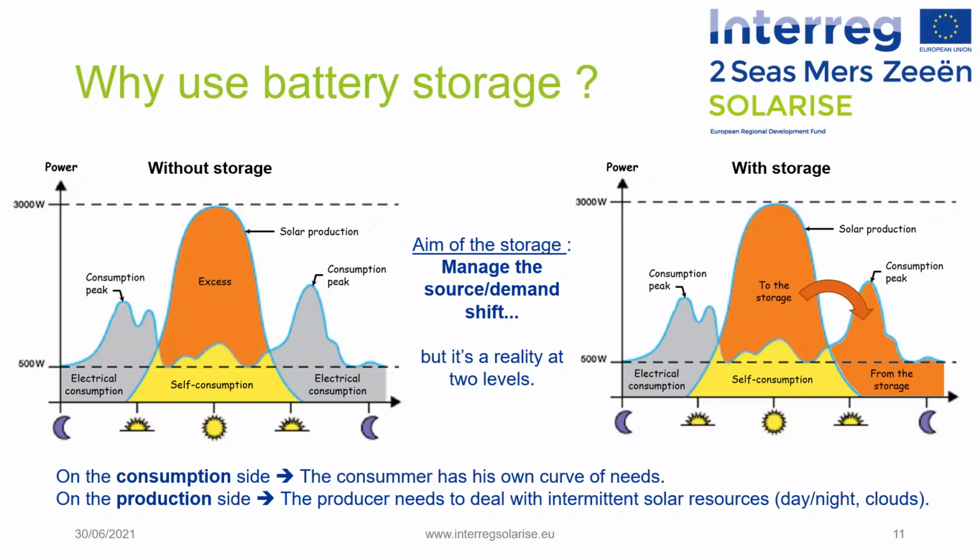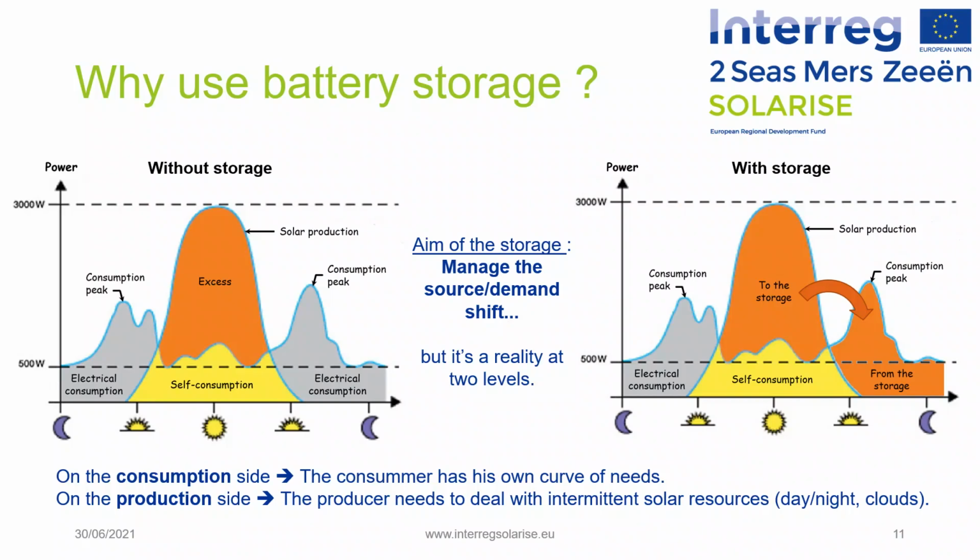Thus, the excess of electricity produced is exported to the grid. Then, in order to avoid exporting the energy and maximize self-consumption of the solar energy, a storage system is required to store a part of the solar production during the day to be used later when we need it, especially during the consumption peak in the evening and in the morning. Therefore, the principal aim of a battery storage for solar application is to manage the source demand shift. But offsetting the mismatch between the production and the consumption is actually a reality at 2 different levels.